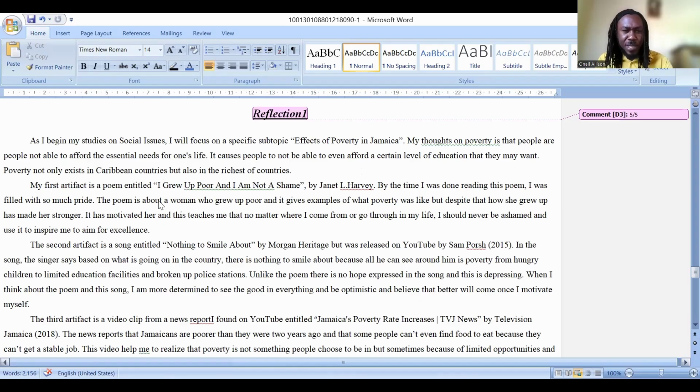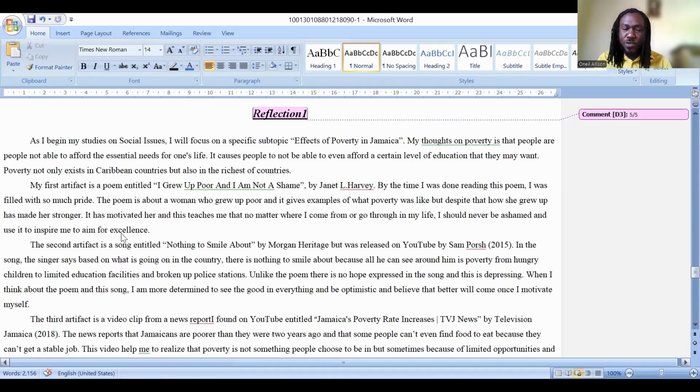My first artifact is a poem entitled I Grew Up Poor and I Am Not Ashamed by Janet L. Harvey. At the time I was done reading this poem, I was filled with so much pride. The poem is about a woman who grew up poor, and it gives examples of what poverty was like. But despite that, how she grew up has made her stronger. It has motivated her, and this teaches me that no matter where I come from or go through in my life, I should never be ashamed and use it to inspire me to aim for excellence.